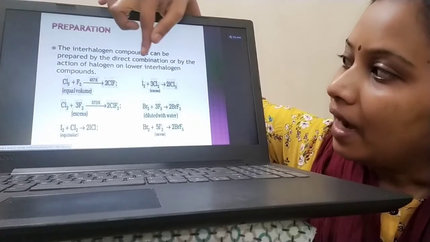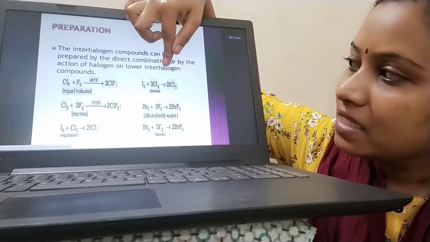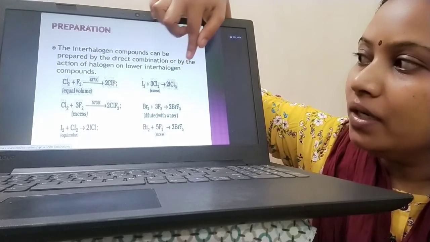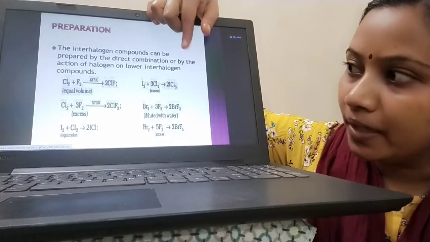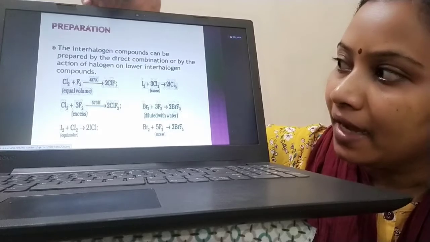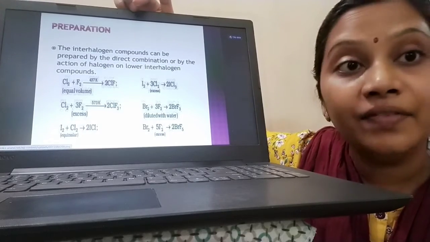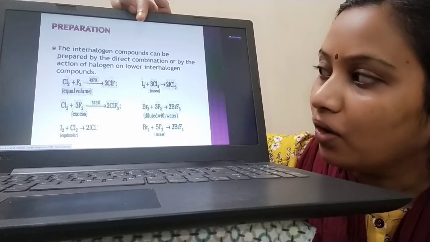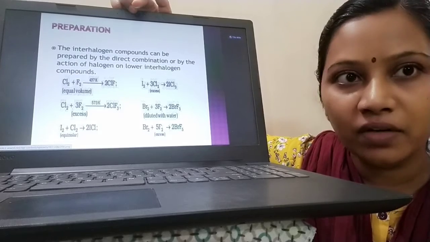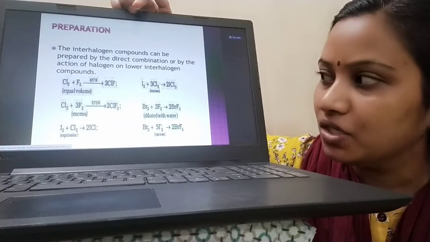Now iodine, when it reacts with excess chlorine, gives iodine trichloride because chlorine is in excess. Look into the second reaction: I have chlorine and excess fluorine here, so I get chlorine trifluoride. Whatever is in excess will have the higher oxidation state.